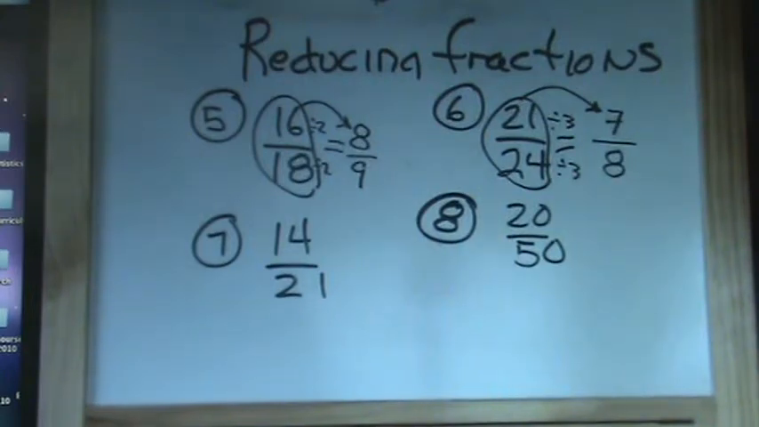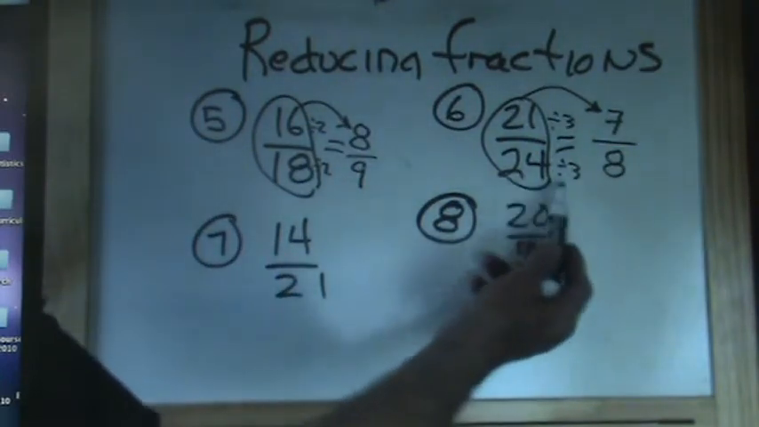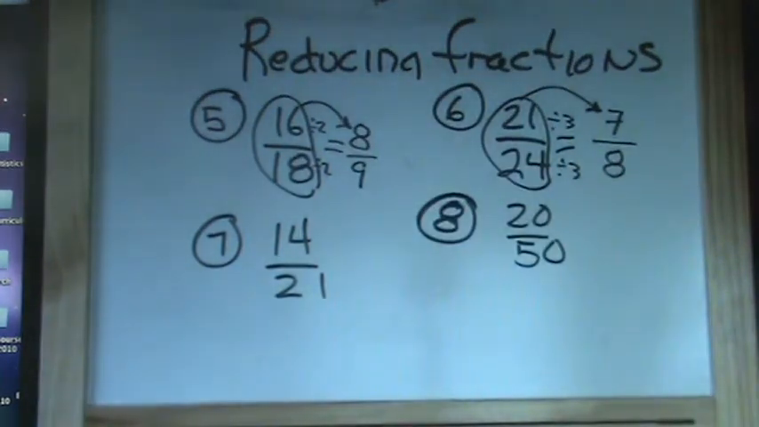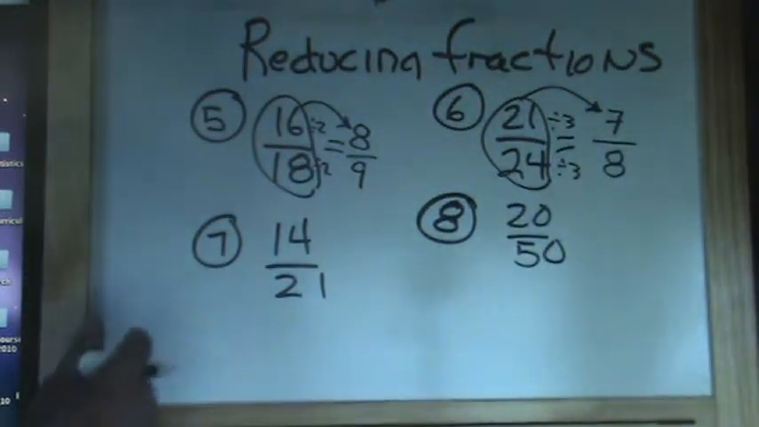Of course, one of the things about reducing fractions that sometimes makes it difficult for students is if you don't know your multiplication facts, then it becomes a little bit difficult, because some people get hung up on 3 times 8 is 24 or 3 times 7 is 21 and things like that. So knowing your multiplication facts is absolutely critical for any kind of mathematics.